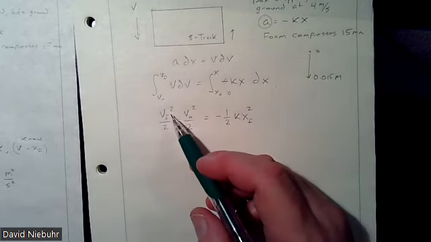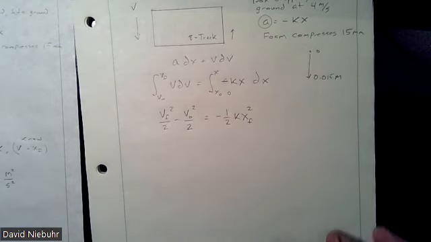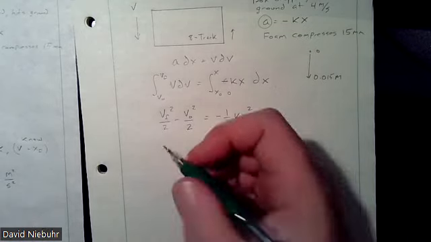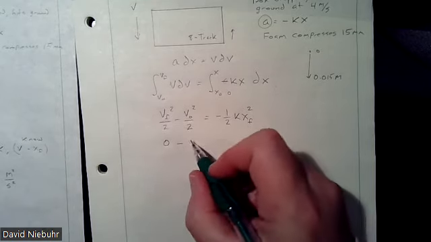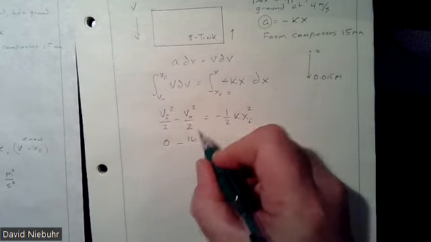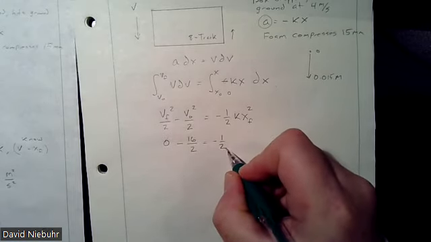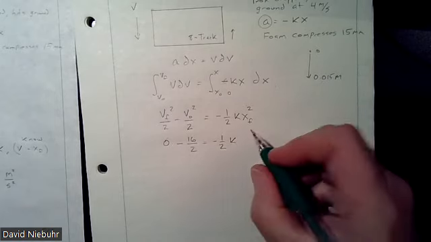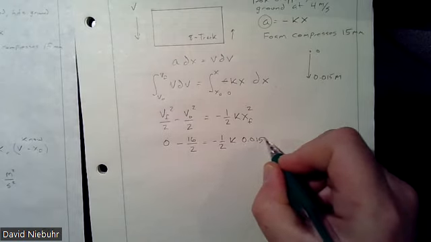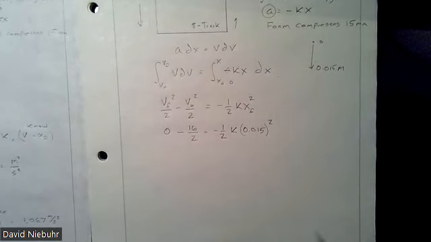So what do we know? We know V final is 0 because it stops. Even though it hits at 4 meters per second, the final velocity of the whole object is 0 when it comes to rest. So this comes down to 0 minus, it starts at 4, so that's 4 squared over 2, 16 over 2, and that's going to equal minus 1/2 times k. We don't know what k is, but we do know the x final. That's going to be this distance, 0.015 squared. And now we can solve for k.